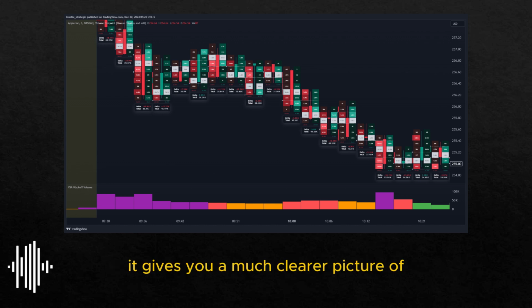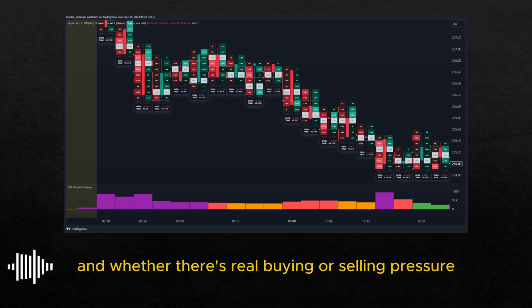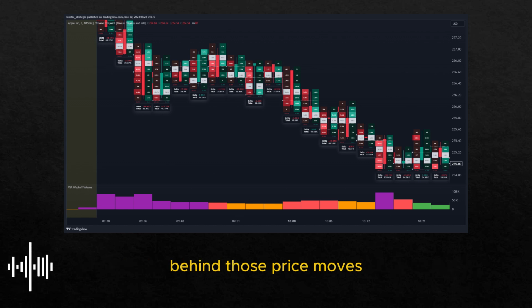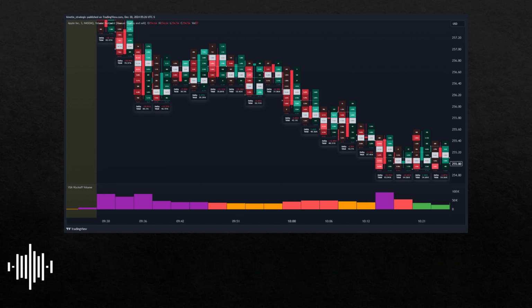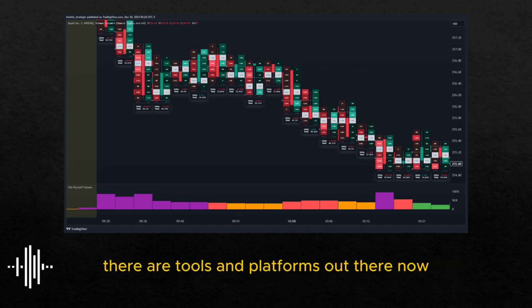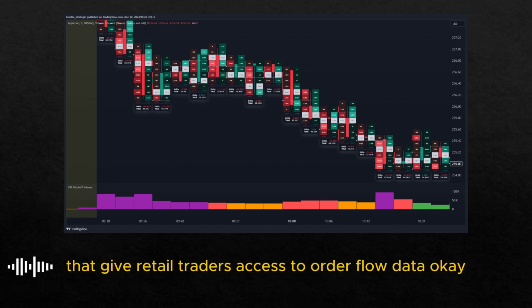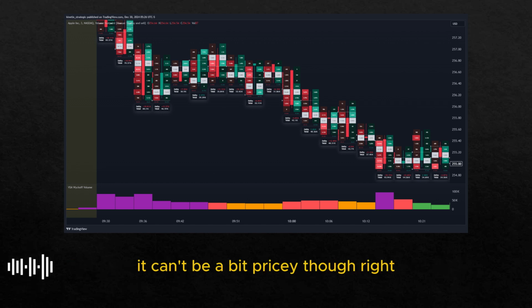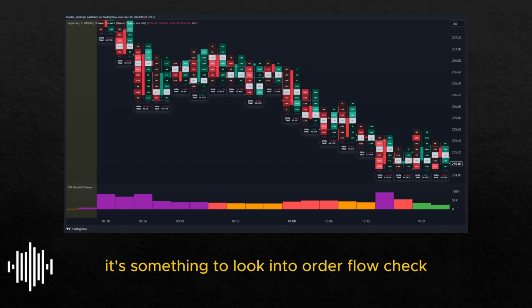It gives you a much clearer picture of who's really in control and whether there's real buying or selling pressure behind those price moves. That sounds amazing, but isn't order flow data only available to big institutions? Not necessarily. There are tools and platforms out there now that give retail traders access to order flow data. It can be a bit pricey, though. Right. But if you're really serious about trading with Wyckoff in today's market, it's something to look into.